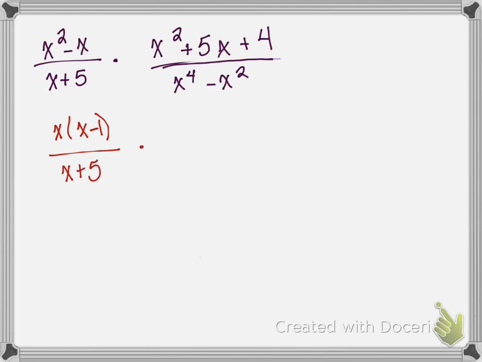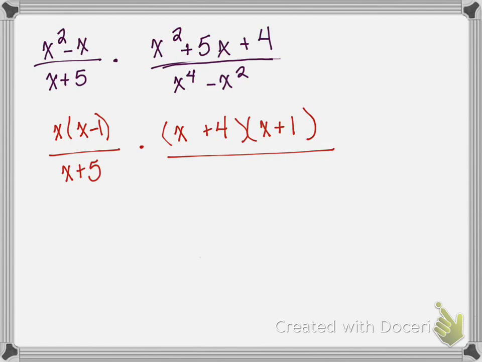Okay. Now, for my numerator, I have x squared plus 5x plus 4. My product is 4. My sum is 5. So this one's not a difficult one. It's x plus 4 times what? Plus 1? Yes. 4 times 1 is 4. 4 plus 1 is 5.